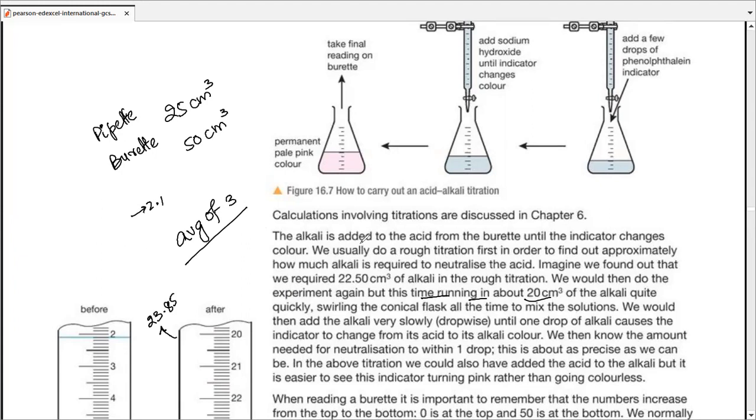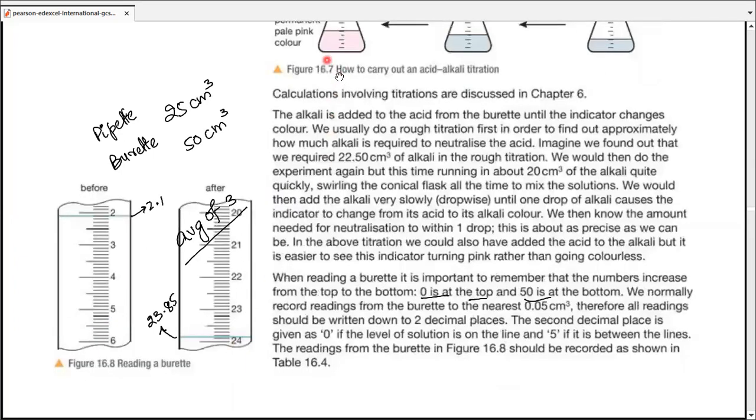The word rough titration depicts that this titration was only used to get an idea where the endpoint would lie. For example, in this case, the endpoint was 23.85. So it would give you a rough idea that your endpoint is near or in between 23 to 24.